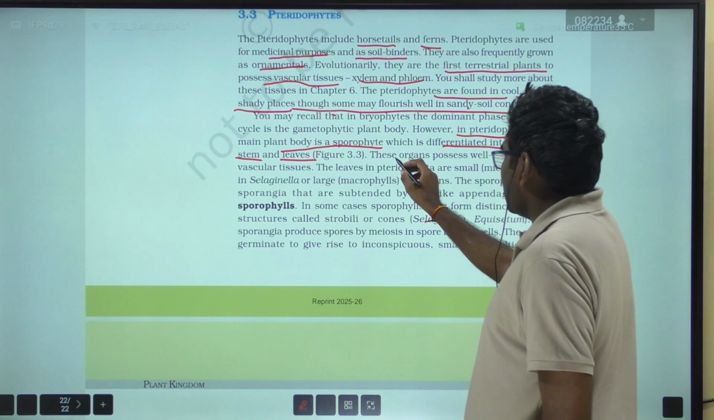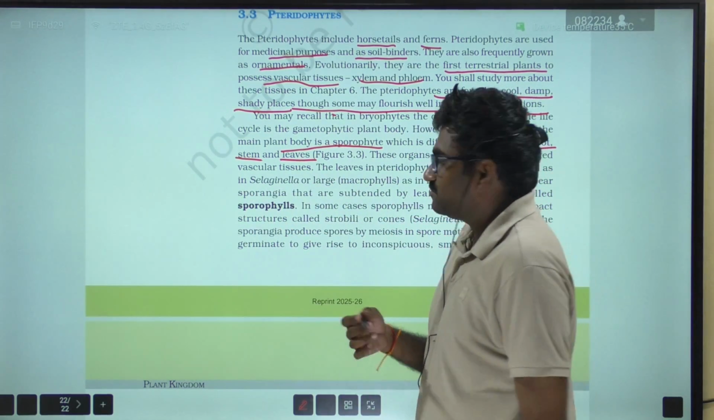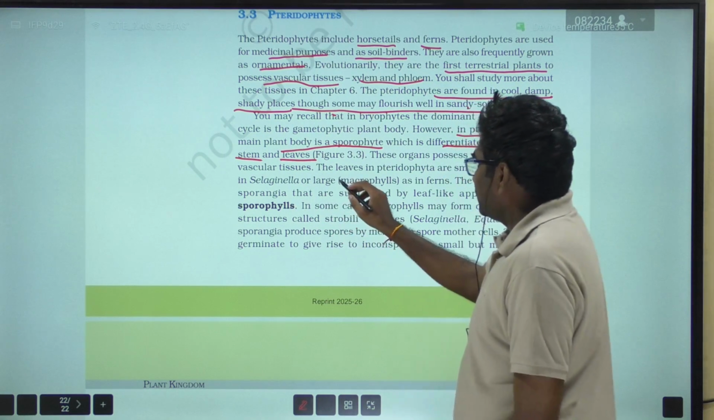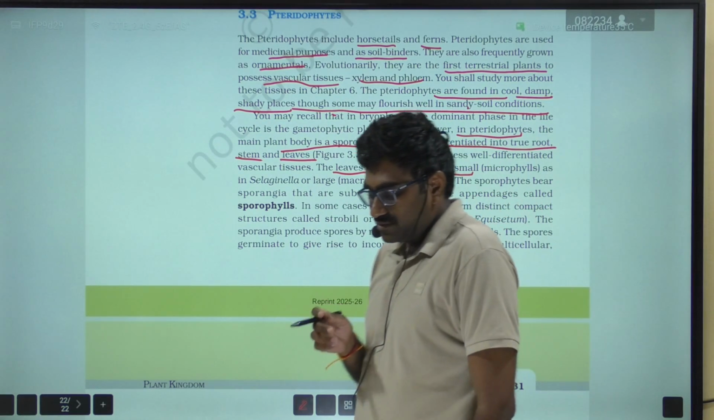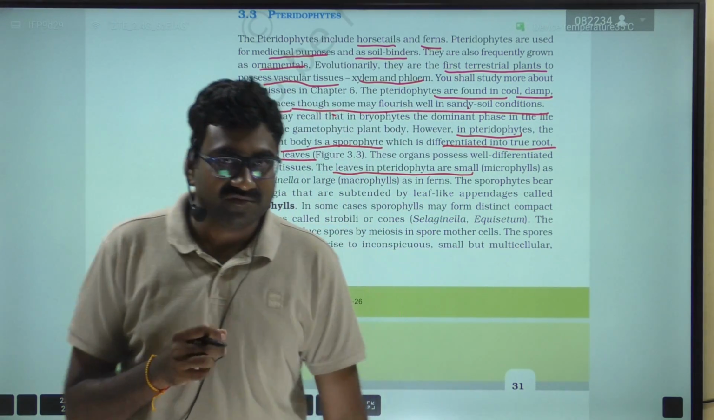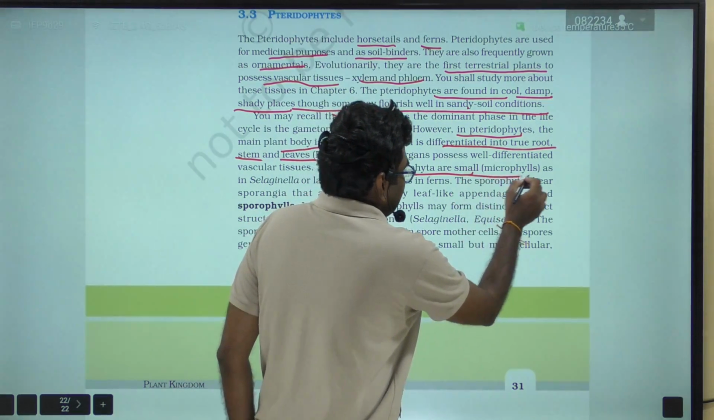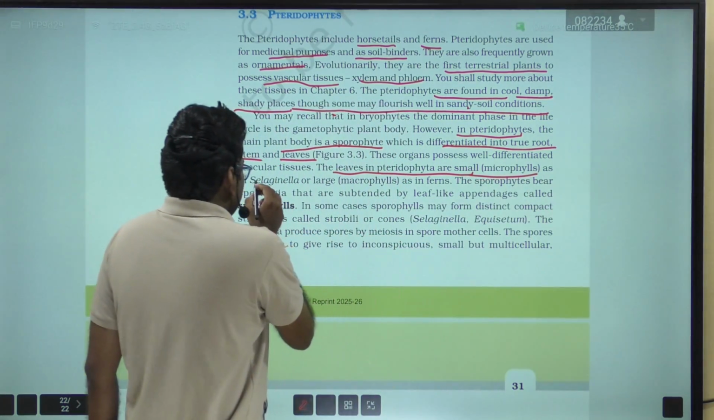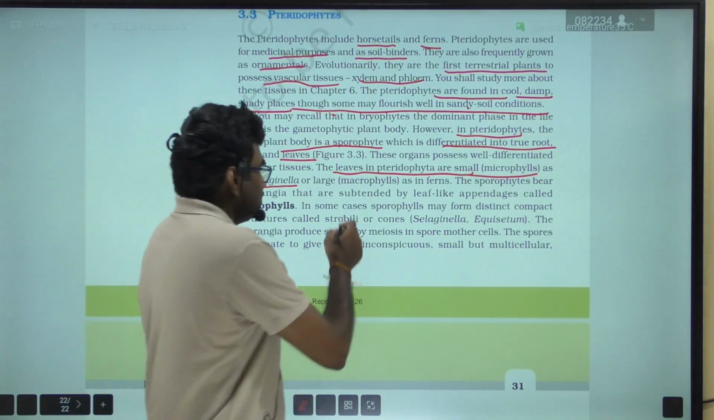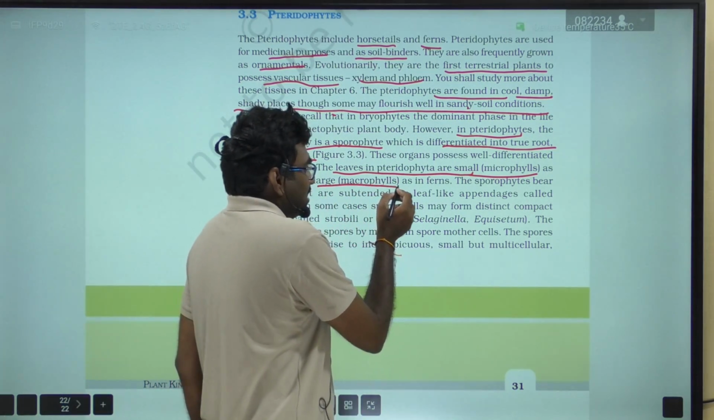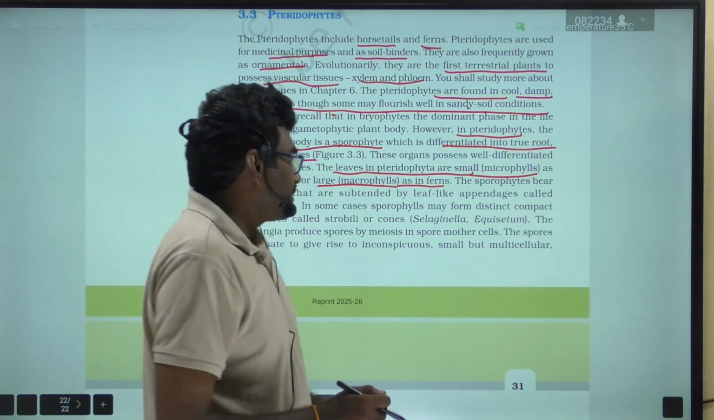The organs possess well differentiated vascular tissues, that is xylem and phloem. The leaves in pteridophytes are small, which is very important from the objective point of view. Small leaves are called microphylls, as in Selaginella, and large leaves are called macrophylls, as in ferns.